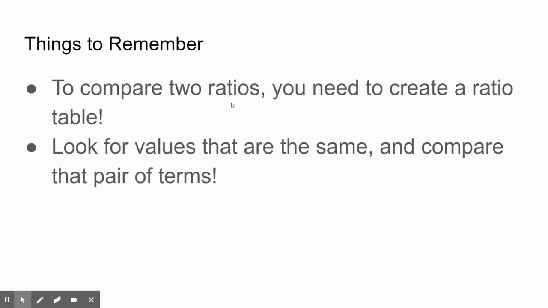Things to remember from this video. To compare 2 ratios, you need to first create a ratio table for each ratio, for each person or situation, whatever it might be. Once you've done that, which is really the difficult mathematical part, you're going to look for values that are the same and compare that pair of terms. In the example we did, we compared Marth and Sita's distances and times to see who was going faster. If you can manage all of that, you'll certainly score on any exit ticket or test you take. You should get a score of 5 points!